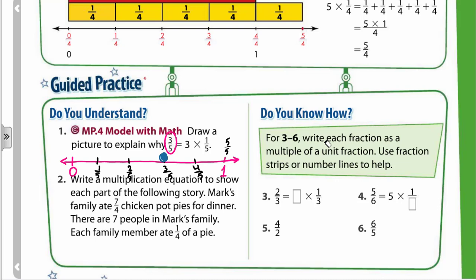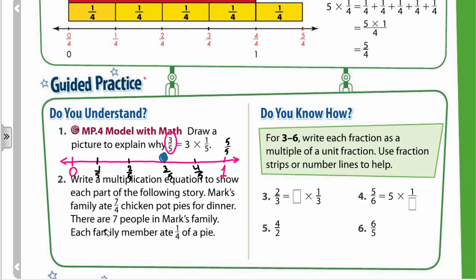We write a multiplication equation to show each part of the following. Mark's family ate 8/7 chicken pies. There are 7 people in Mark's family. Each family member ate 1/4 of a pie. So we're gonna do minus because they ate.